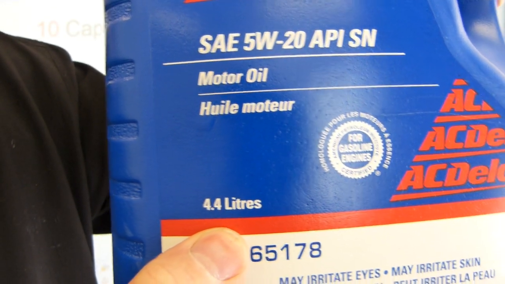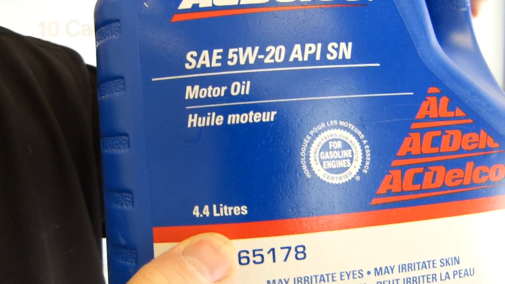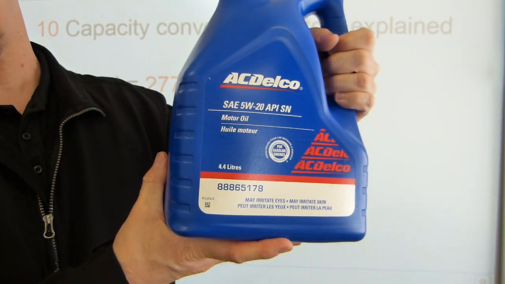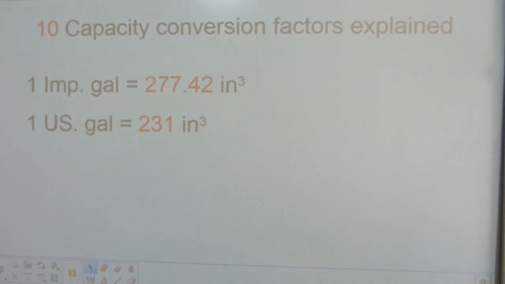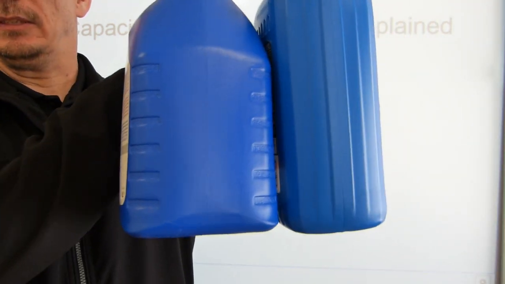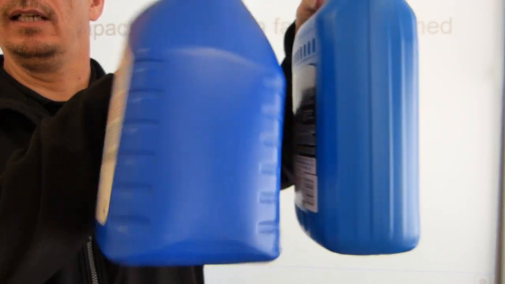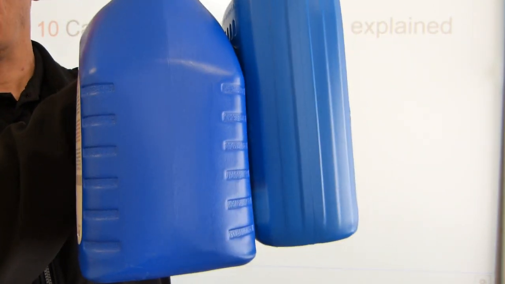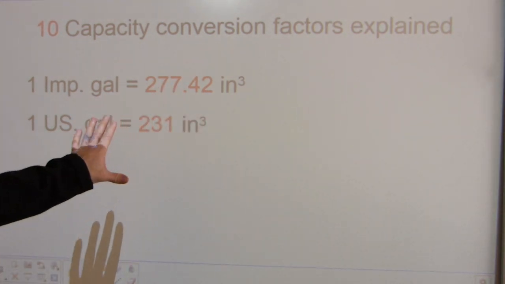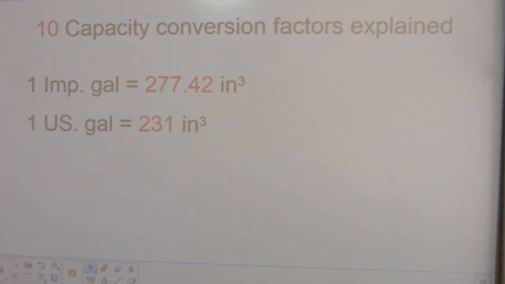It could say 4.5. Either which way, don't worry about it. This is just labeling. It's obvious that this is the Imperial gallon, and this is obviously the US gallon. The US gallon is skinnier, 3.7, 4.4, 4.5, whatever. You get the idea. Two different gallons in commercial use.